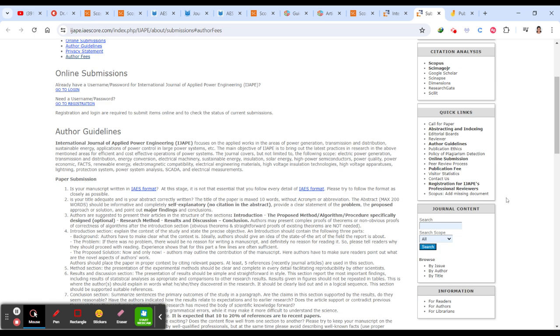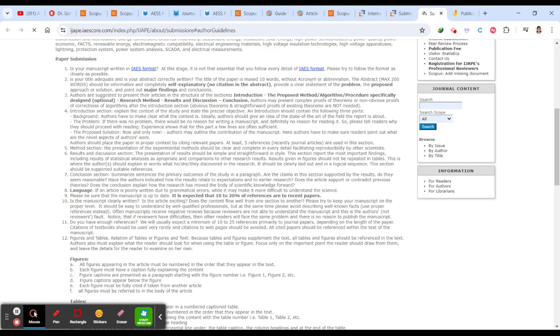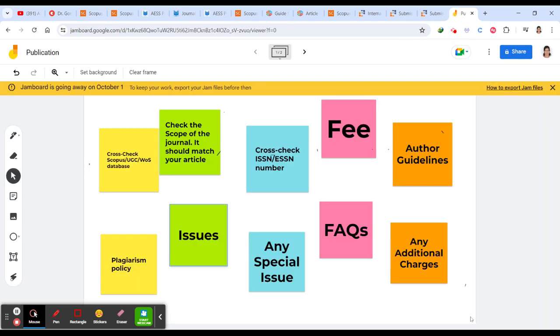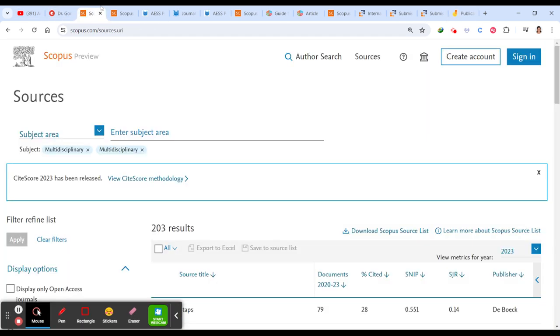Other than that, please go and check the complete author guidelines, like the plagiarism policy, how to format your template, your journal, everything. It is requested to do all these things. This is the complete set of things you have to note before you submit your journal.